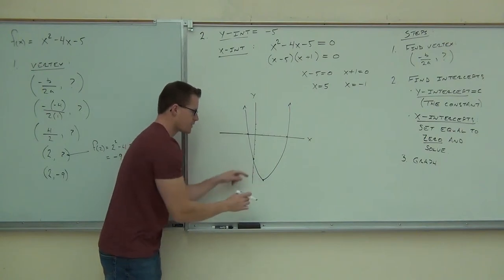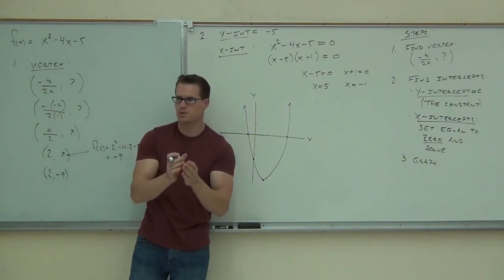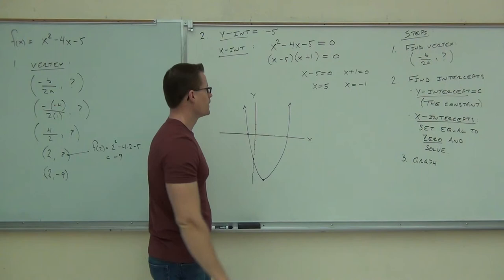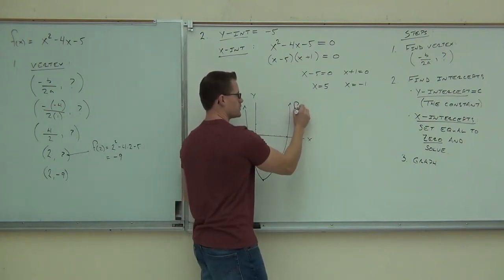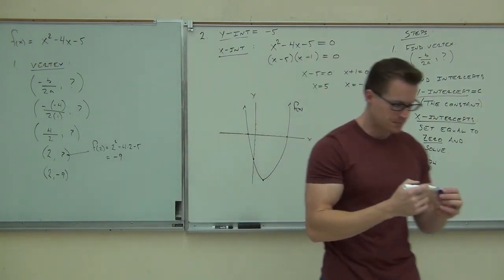Try to make the bottom of this curve, it's not a V, okay? It doesn't come to a sharp point, it's a nice curve. And then of course you label this with the name of your function, f of x, and you're done.